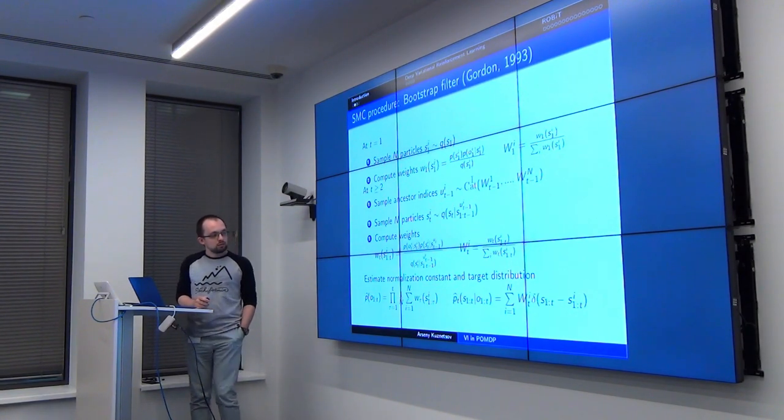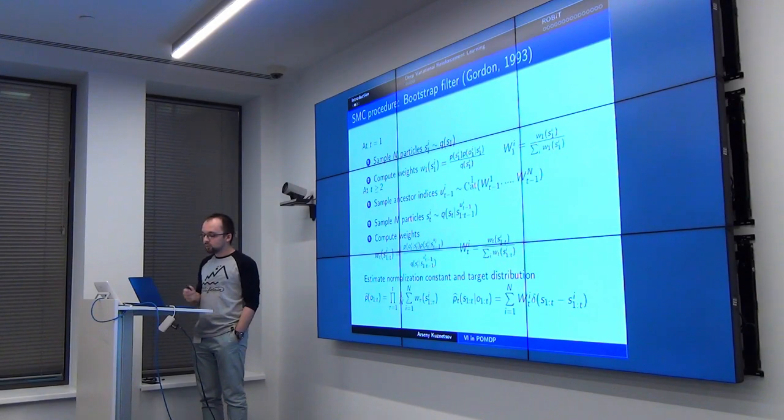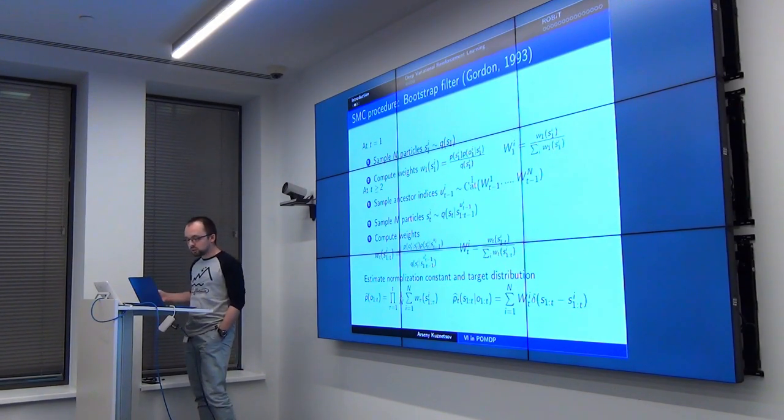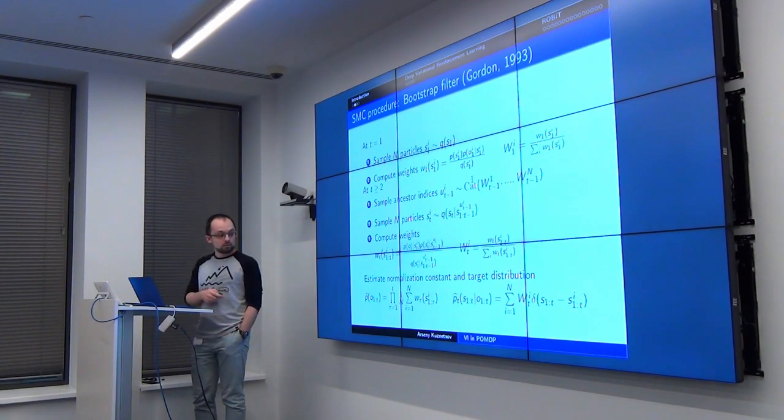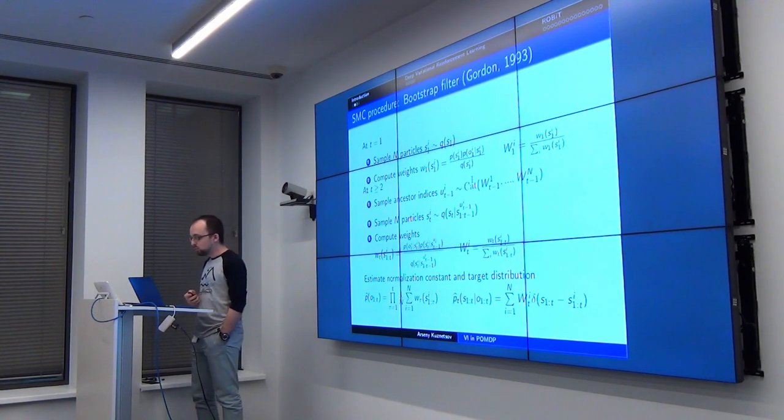Okay. So when we reach the final step, we will have some estimate of our normalization constant, and you can get samples from the posterior distribution.